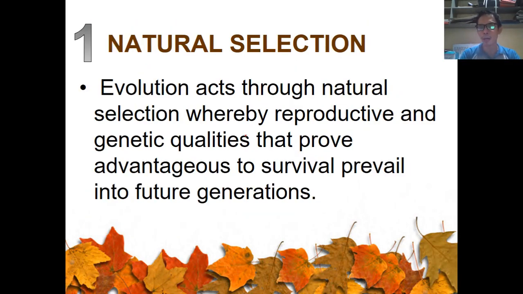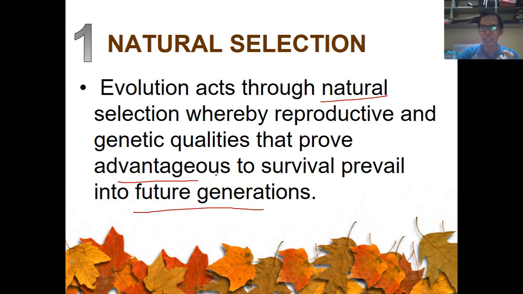Now, this is one of the ideas Charles Darwin brought out about his journey on the Galapagos Islands. In the natural selection mechanism, evolution acts through natural selection. The opposite of this is artificial selection, in which there is an external intervention on the evolutionary process that is happening to the organism. In natural selection, nature will select who will prove to be advantageous to survive and who will prevail in the future generation.